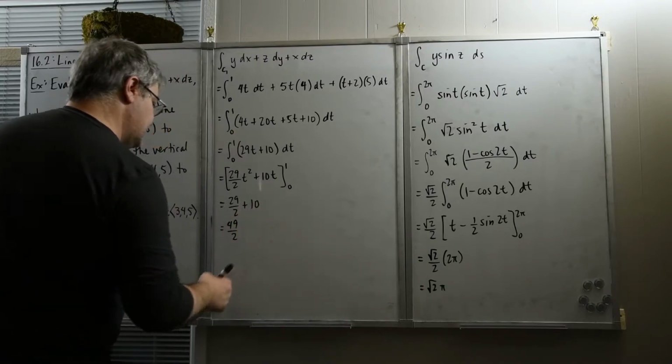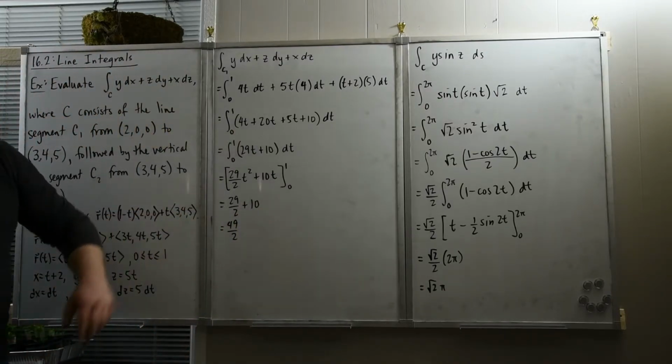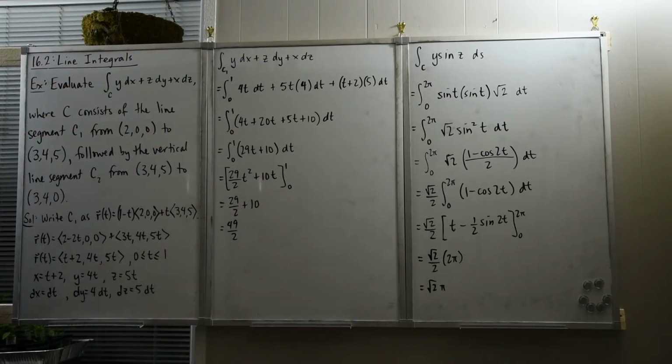We know 10 is the same thing as 20 over 2. Add 29 over 2, you get 49 over 2 as your result. So that's what you get when you integrate this along C1.